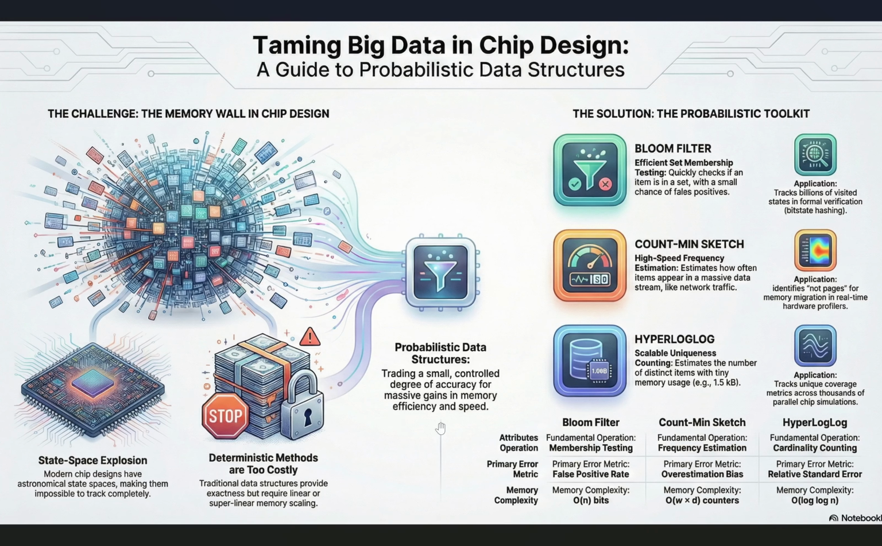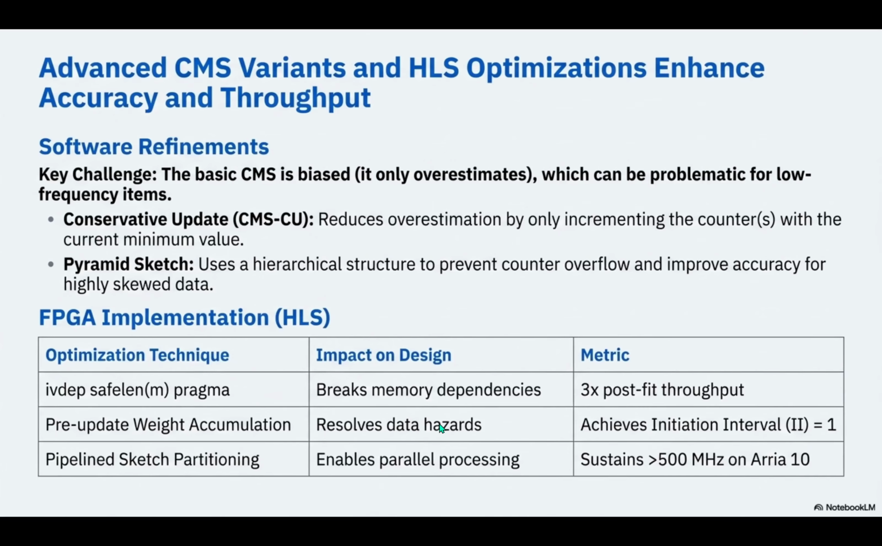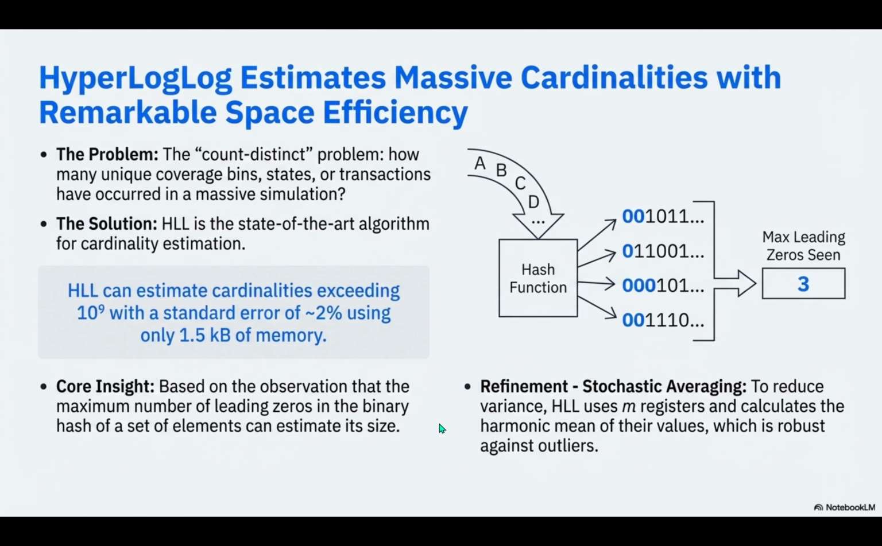Okay, let's move to our final structure, HyperLogLog, or HLL. If CMS finds the heavy hitters, HLL solves the problem of counting how many unique things have happened, the count-distinct problem. And HLL is the undisputed champion of space efficiency. I mean, it's not even close. Give me the numbers. We're talking about estimating cardinalities of over 1 billion unique items with a standard error of about 2%, using only about 1.5 kilobytes of memory.